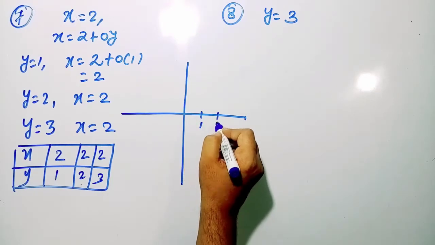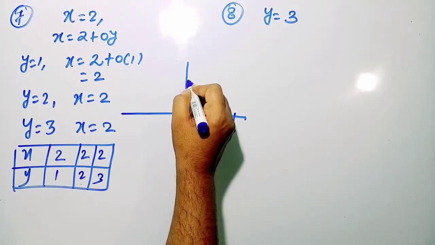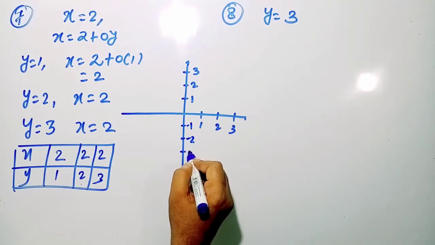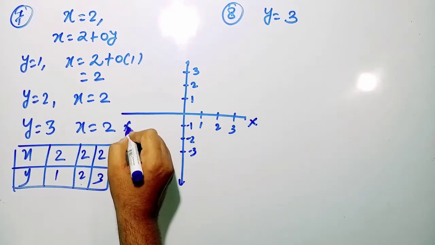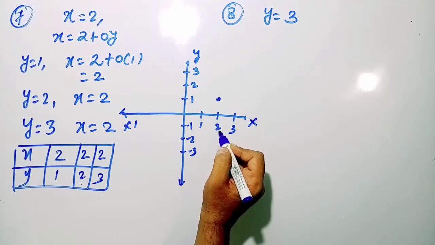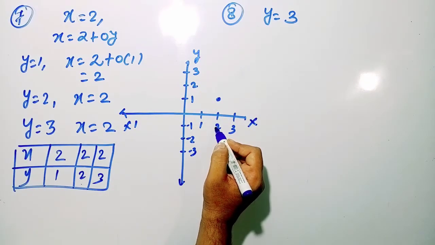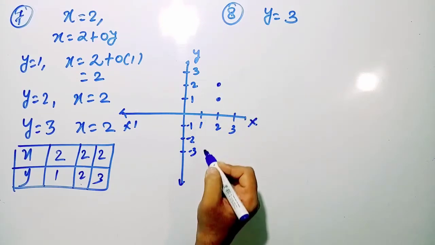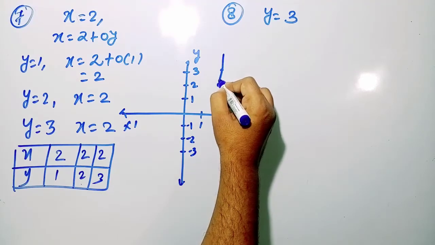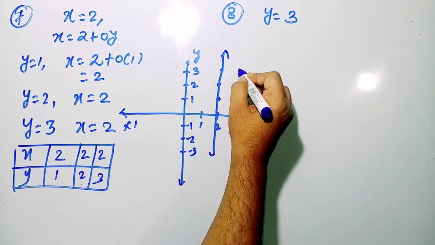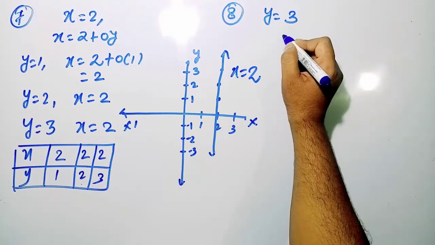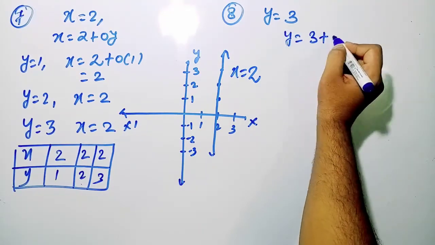Okay, let us plot the graph, draw the x and y axis over here, and denote the negative and positive integers on the x-axis and y-axis. First is 2 and 1, x is 2, y is 1. Second is x is 2, y is 2, right? Third is x is 2, y is 3. Okay students, so x is equal to 2, this line is parallel to the y-axis and perpendicular to the x-axis.